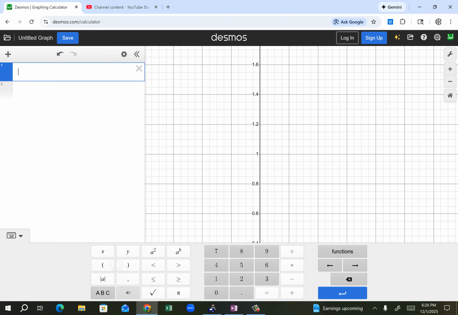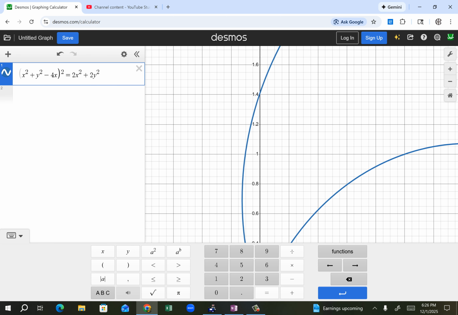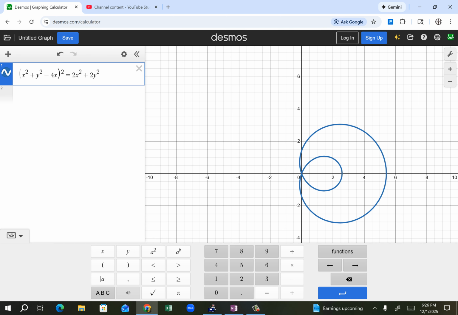So x squared plus y squared, x squared plus y squared minus 4x, parentheses squared. Oh, dog. Equals 2x squared plus 2y squared. Oh, it's a limaçon. How exciting for us. Back in my day, we had to memorize all this crap.